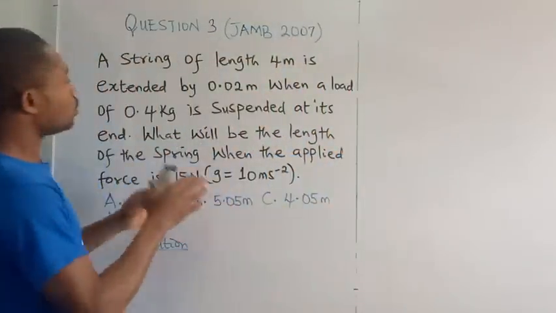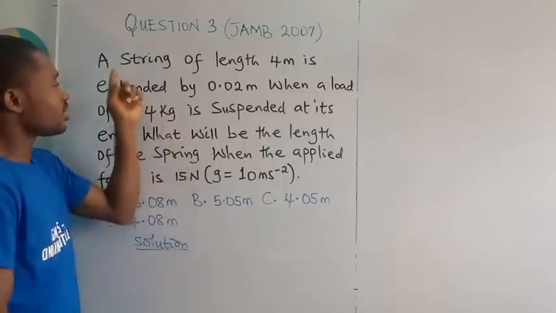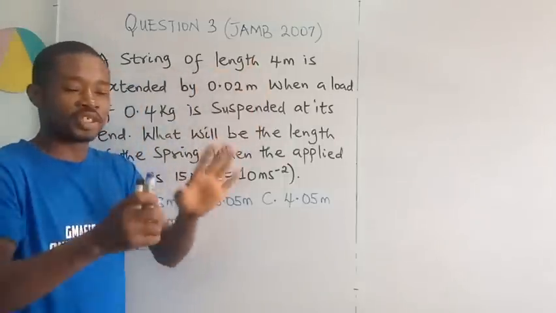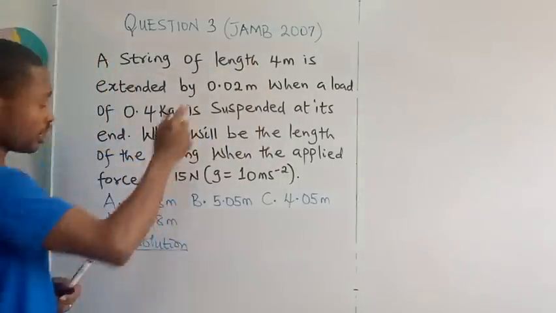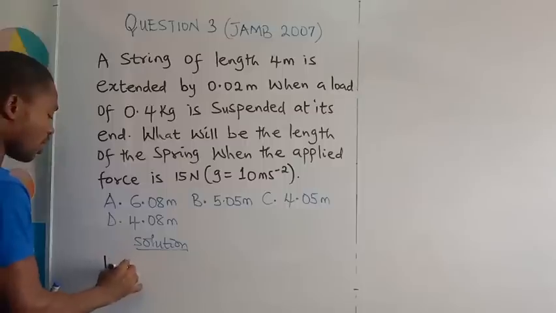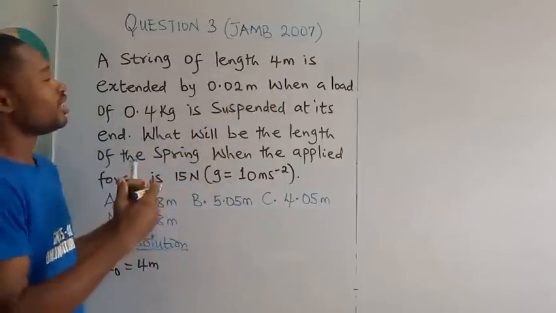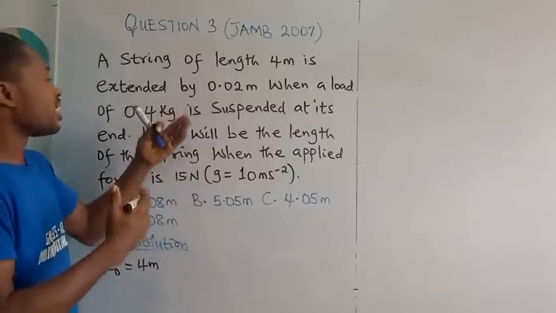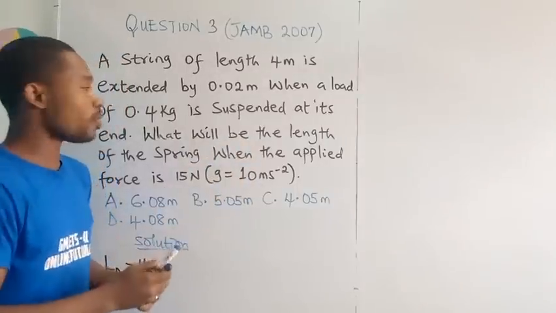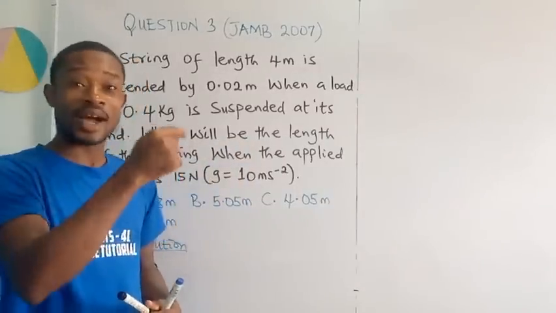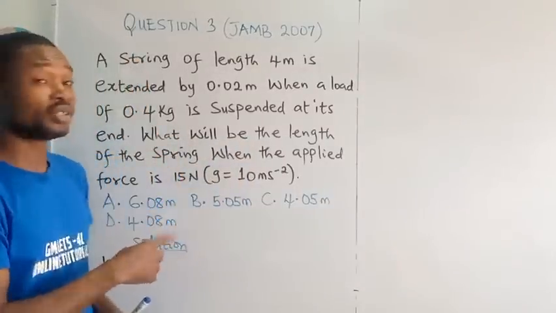To handle this problem, we want to take a look at the fact that the spring had an original length, the natural length of the spring, which is 4 meters. So permit me to write that out, 4 meter. That's the original length. And then the spring is said to be extended by 0.02 meter, the use of the word "by". Again, just like the previous question, number 2.